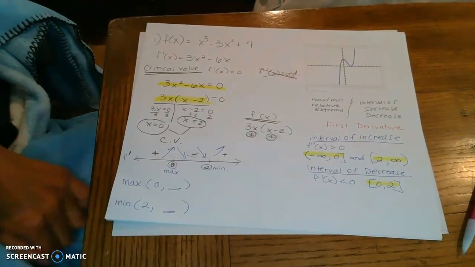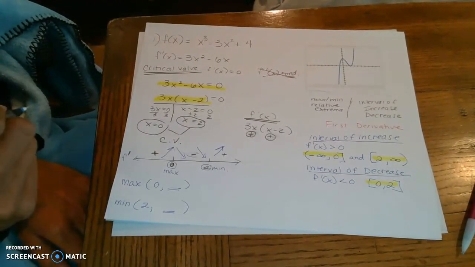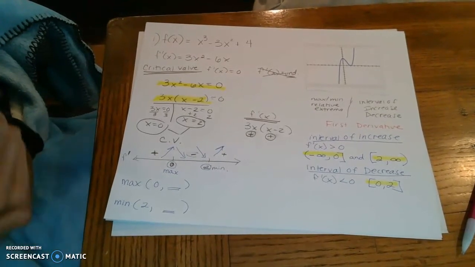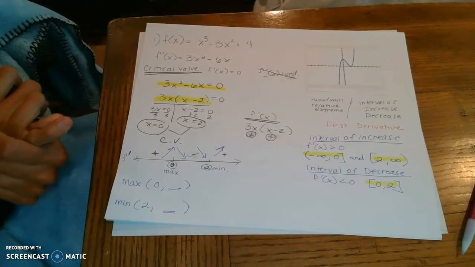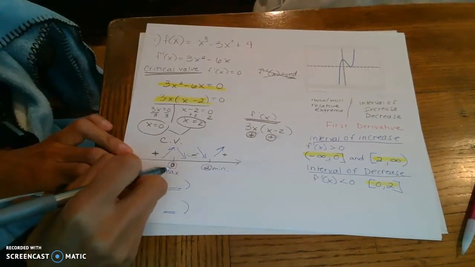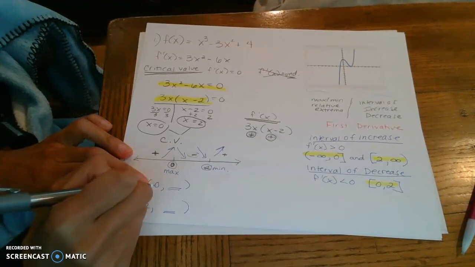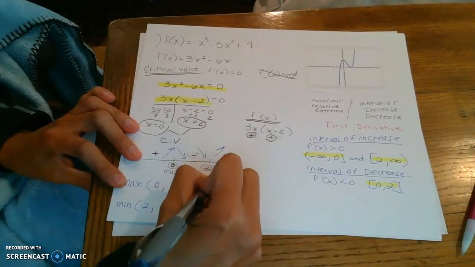Now, I'm looking for a maximum and a minimum on the original function. Your first derivative is describing the behavior of your original function. So in order to find a point that exists on the original function, yes, I know the point's a max at 0, but how to find the y value, you go back to the original, and that's really important. Put that into your notes right now.